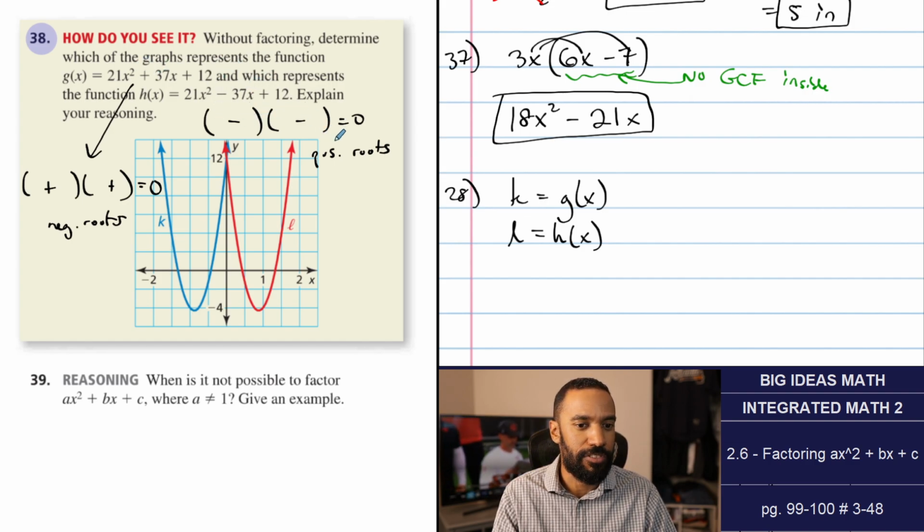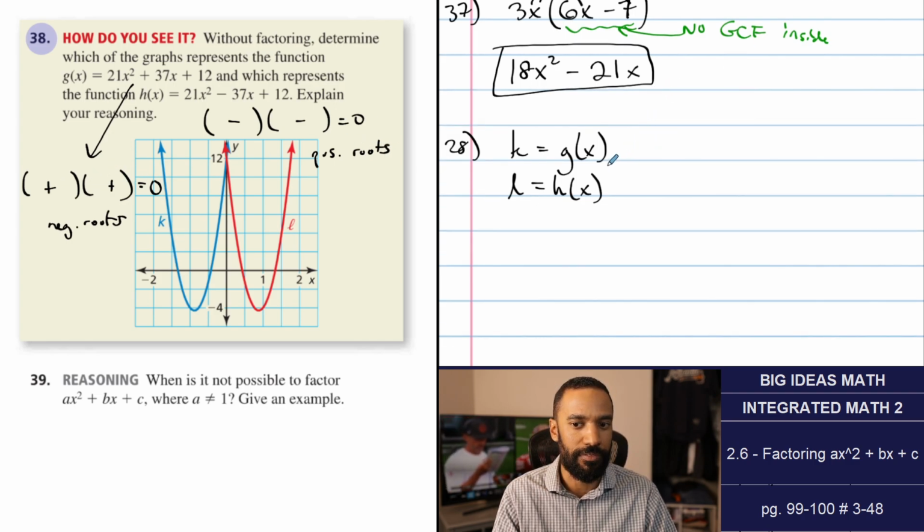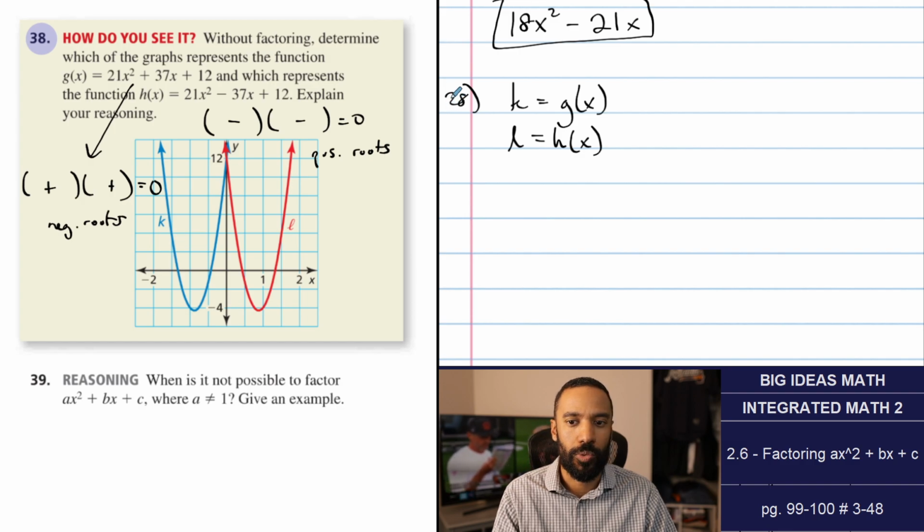The factors with negatives in them will end up having positive roots. The one with all positive factors will have negative roots. I put 28. That was 38.